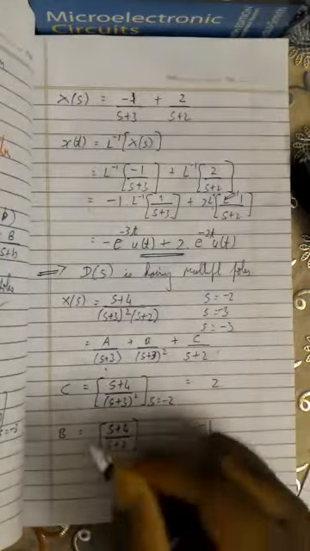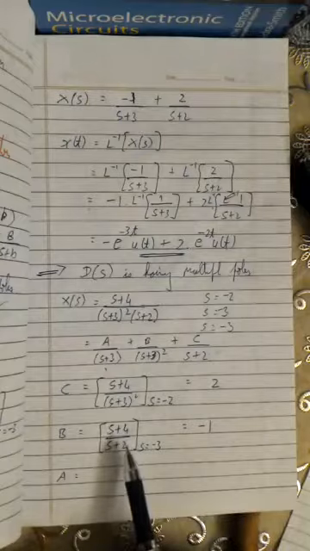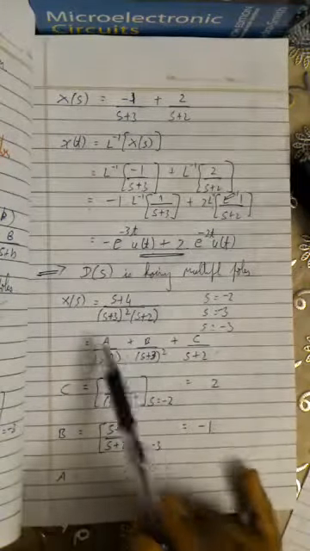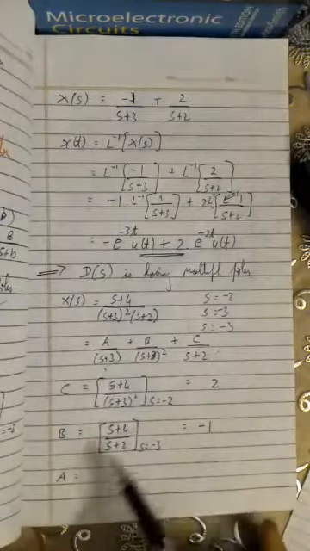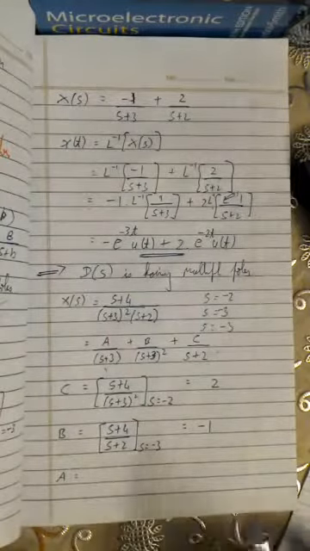Now how to find the value of a? Hey, you cannot apply this approach. Why? Because here s plus 3, even if I remove s plus 3, another s plus 3 is left behind. So I cannot apply this approach to find the value of a. But it's very easy.